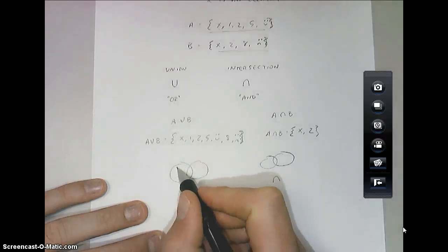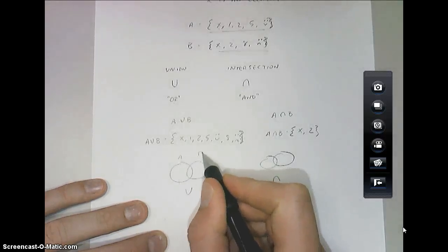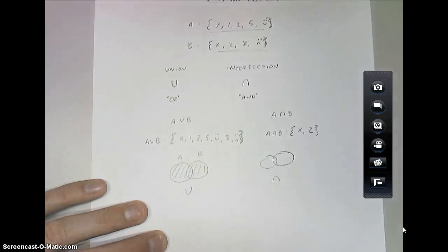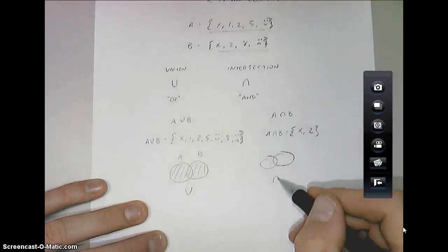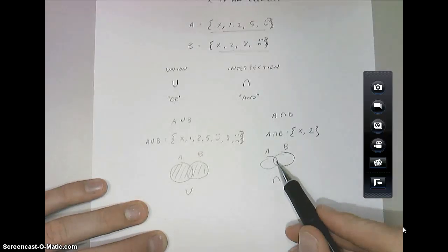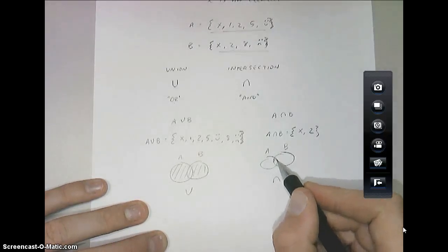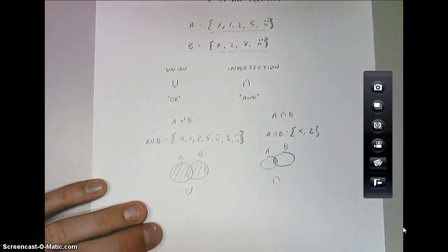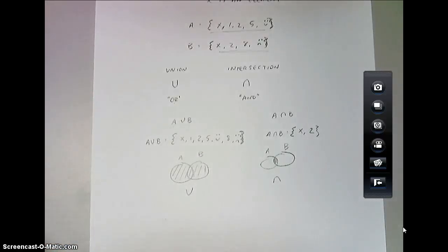This would be everything, right? So this is set A, this is set B. Anything that's in A or B. This one, this is A, this is B. The intersection would be anything that's in both of them. So it's just this right here. I hope that makes sense. Let's look at some more examples of this.